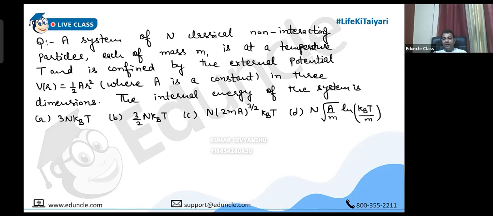That's why they are saying that they are confined by the external potential. So their own potential is 0. They are not interacting among themselves. The only potential is the external potential. It means the particles are only having kinetic energy. That is the hint from my side.